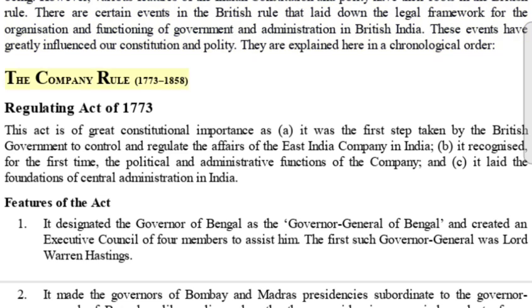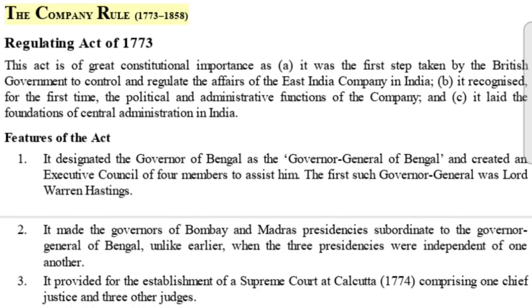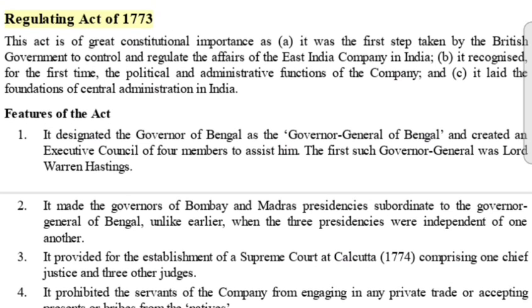The Company Rule, 1773-1858, Regulating Act of 1773. This act is of great constitutional importance as a. It was the first step taken by the British government to control and regulate the affairs of the East India Company in India. b. It recognized, for the first time, the political and administrative functions of the company, and c. It laid the foundations of central administration in India.